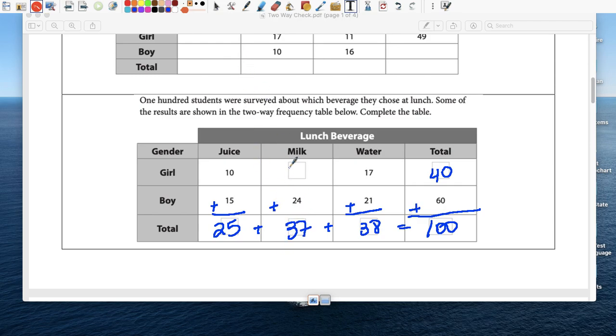Now we can go up and down, and we say something plus 24 is 37, and that's super easy. It just makes it 13. And that's your two-way table.